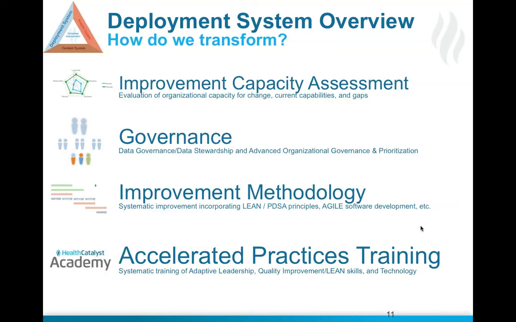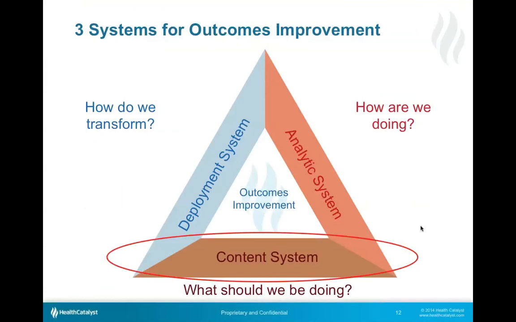Next, we'll want to implement the right tools at the right time, including an improvement methodology that incorporates lean and PDSA, that incorporates agile software development, and systematically go about our improvement. And finally, we'll need advanced training, the ability to add skills and add capabilities to our team members, our clinicians, our technical folks, so that we'll all be able to accelerate our ability to improve outcomes. So those are the major areas we're going to cover today, and we'll start by diving into our content system.